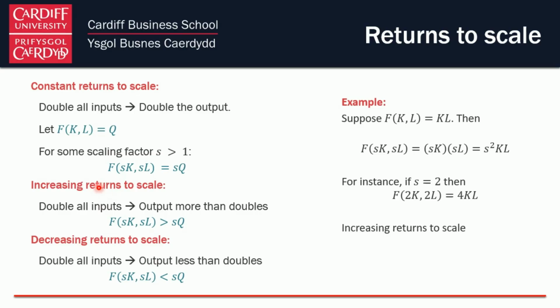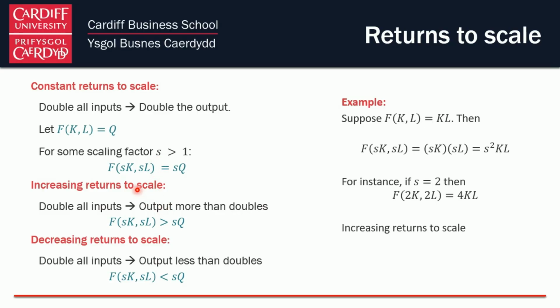If indeed the output doubles as you double your inputs, you'll be talking about constant returns to scale. If output more than doubles, then we're talking about increasing returns to scale. And finally, if output less than doubles, then we're talking about decreasing returns to scale. Double is just an example. It could be any scaling factor S. So if S is equal to 2, we are doubling. If S is equal to 3, we are tripling. If S is equal to 1.5, it's a 50% increase and so forth.